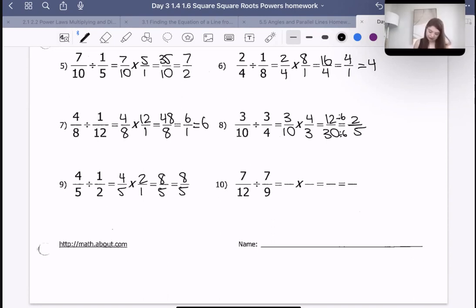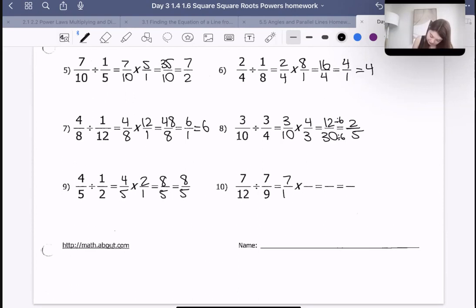Okay, let's try this last one here. We have 7 over 12 divided by 7 over 9. So that's 7 over 12 times 9 over 7, which is going to be, let's see, 9 times 7 is 63, and 12 times 7, I'm not sure. Let's find out. It's 84. Okay, so do these numbers have any common factors?